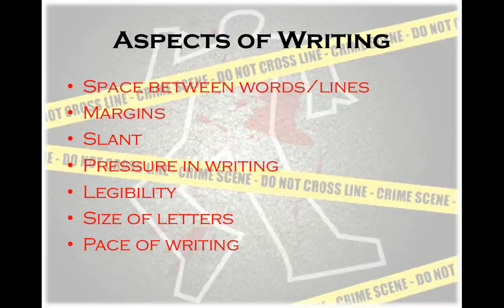Some of the aspects of writing that they examine are the space between the words or lines, the slant of the writing, if it appears that there was pressure applied while the person was writing, the legibility, size of the letters, and so on. Typically, graphologists use these aspects of writing to identify underlying personality. While there is some evidence of a relationship between gender and handwriting style, the correlation is weak.